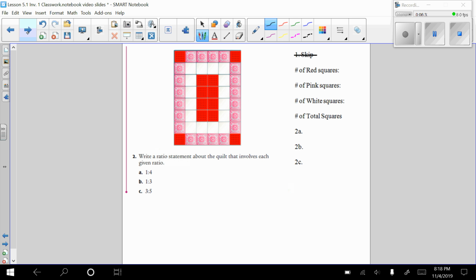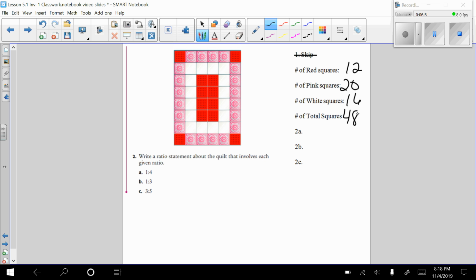Now let's look at the pattern. First, let's count up our squares. How many red squares do we have? We have 12. How many pink squares do we have? We have 20. And how many white squares do we have? We have 16. We have a total of 48 squares in this pattern. Now let's write some ratio statements.